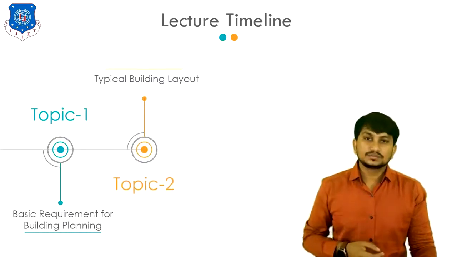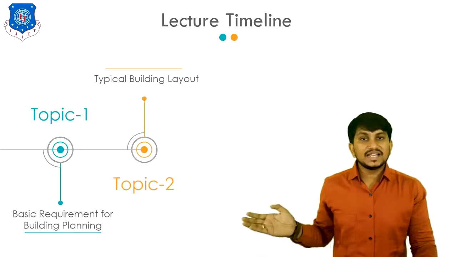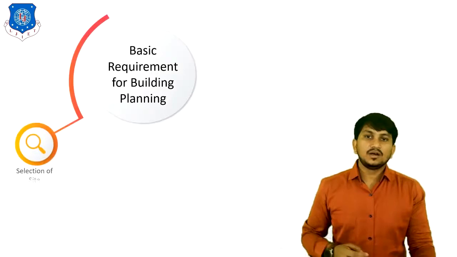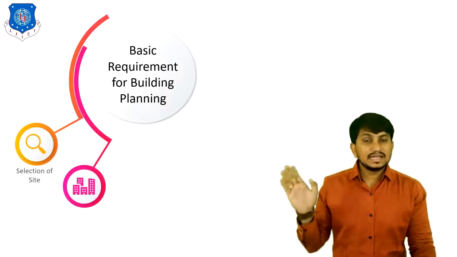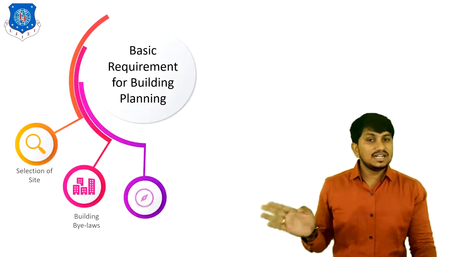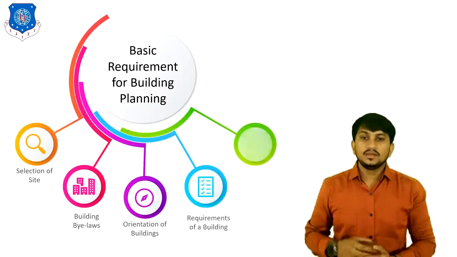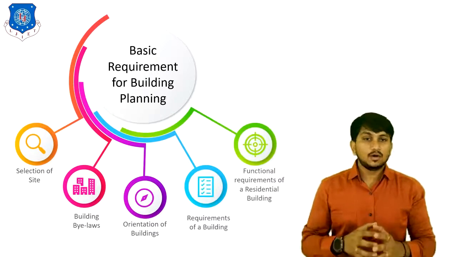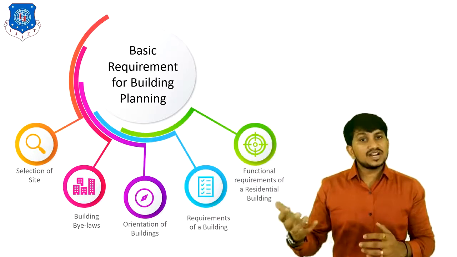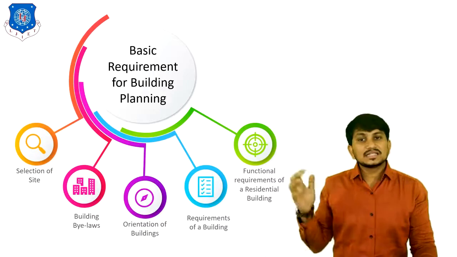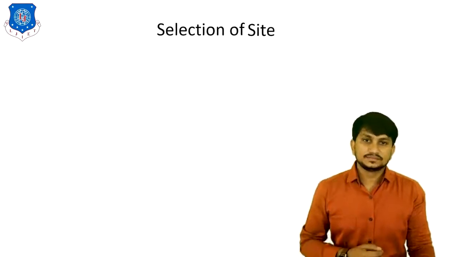typical building layout. Let's start with the basic requirements of the building. The first requirement for building planning is selection of site. Second is building bylaws. Third is orientation of the building. Fourth, requirements of a building. And fifth, functional requirement of a simple residential building. Let's start with selection of site.